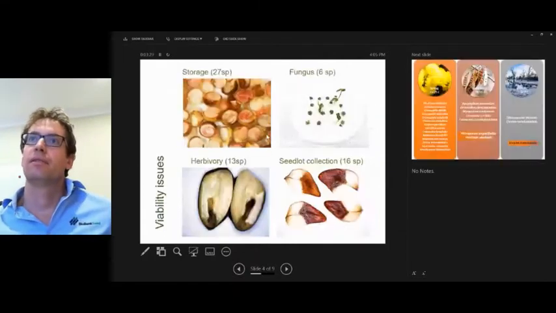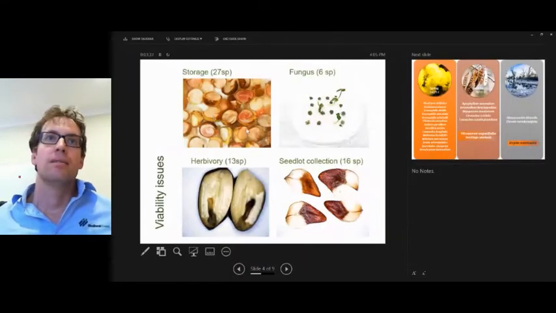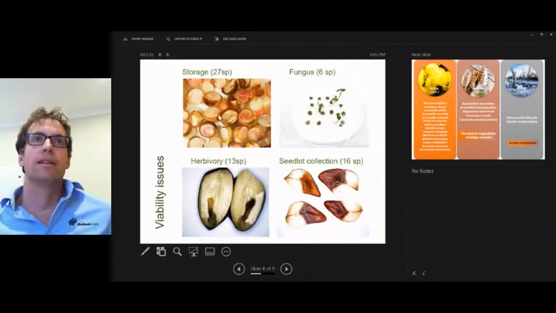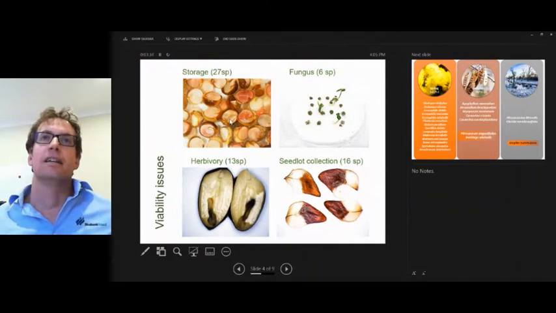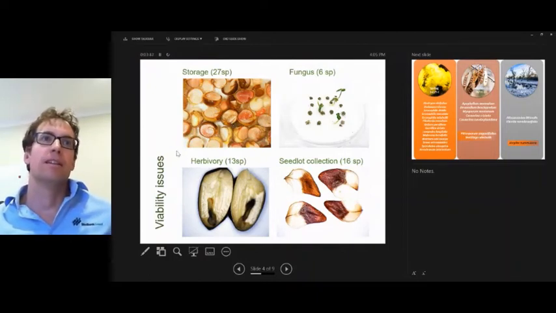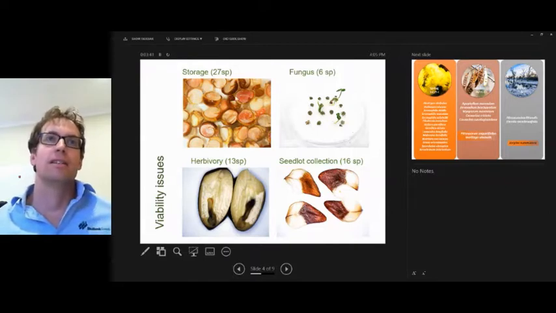So out of the more than 40 species Lorena studied, she found the following viability issues. 27 species were stored incorrectly. 6 species had fungal issues.